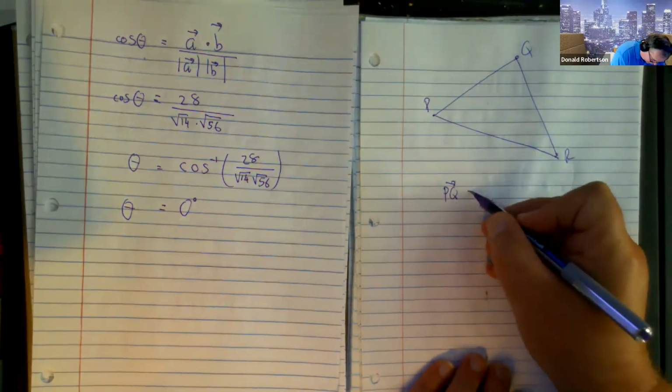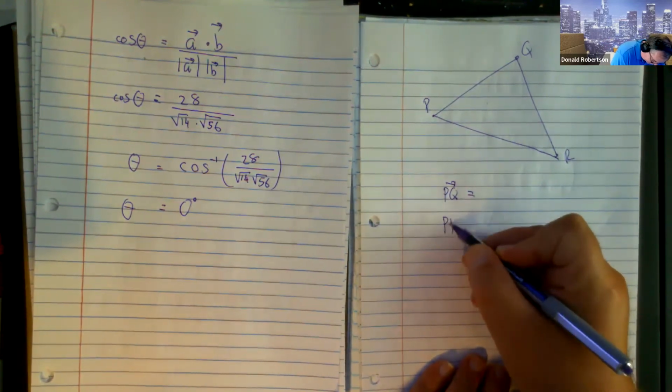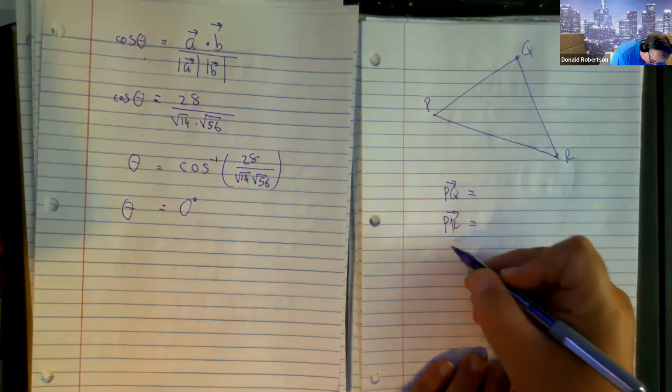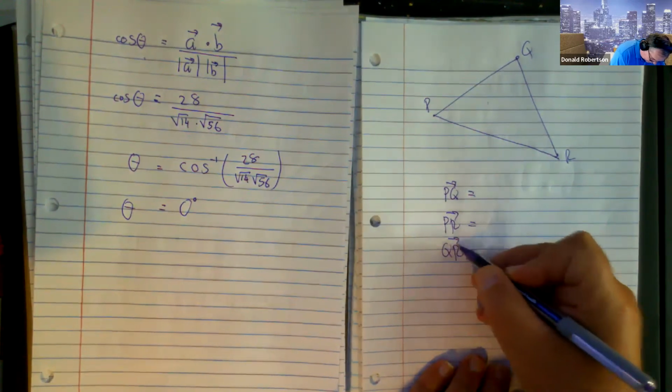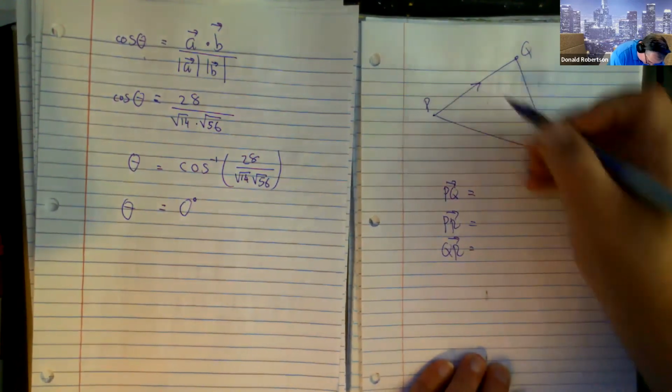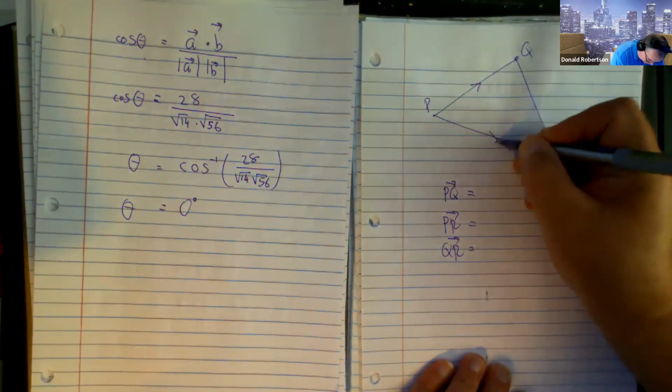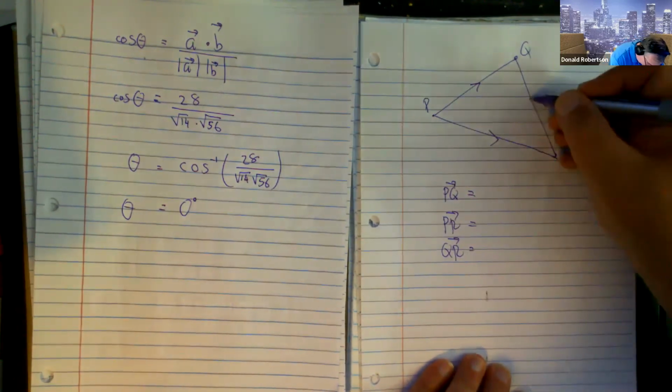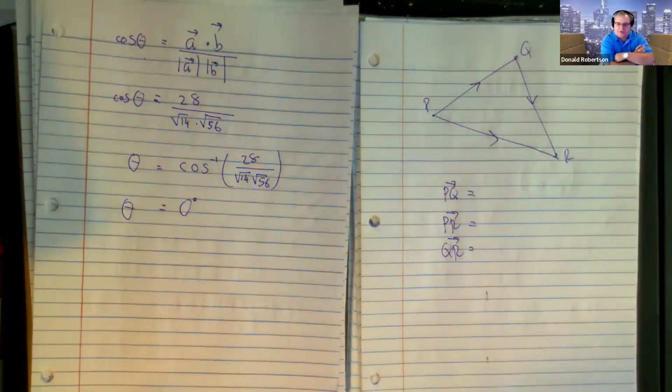First thing I would do is find these 3 vectors. I'd find PQ, I'd find PR, and I'd find QR, right? There's my vectors.